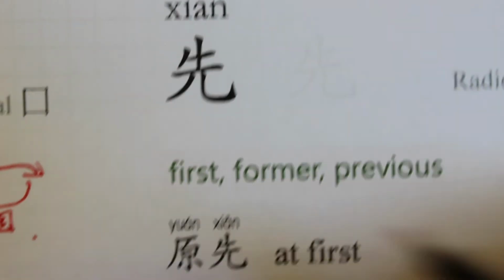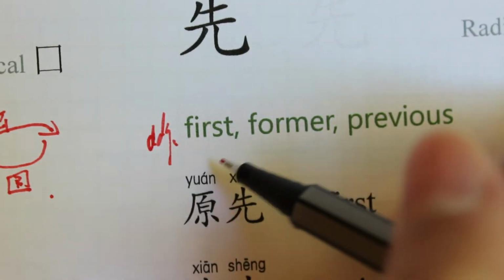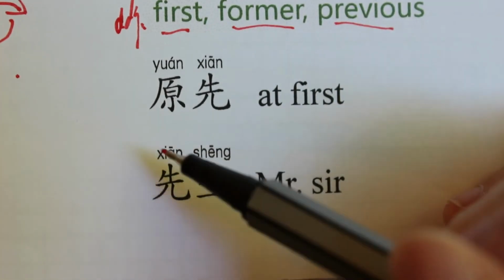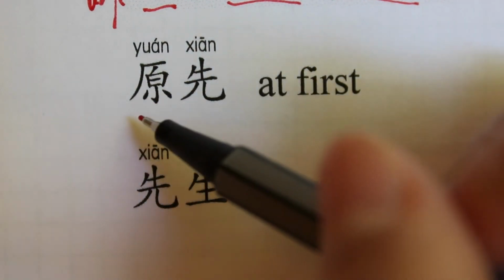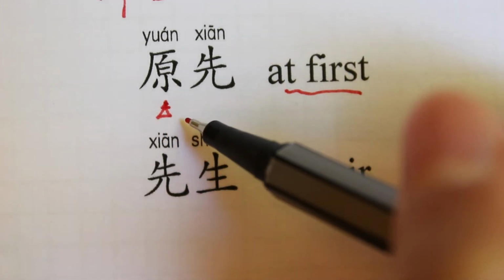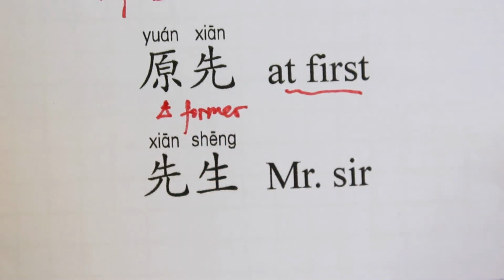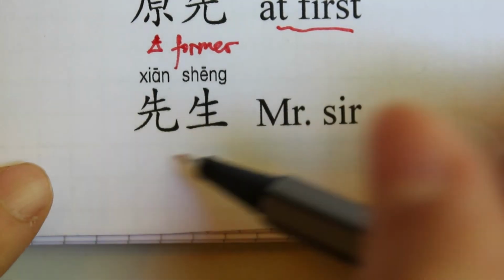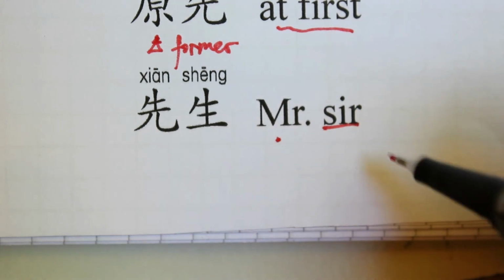先. And it can be used as an adjective. Means the first, former, and the previous. The first word is 原先. 原先 means at first. 原 also has the meaning of the former and ancient. So 原先 means at first. And we have learned this word 先生. 先生 means Mr. or Sir.